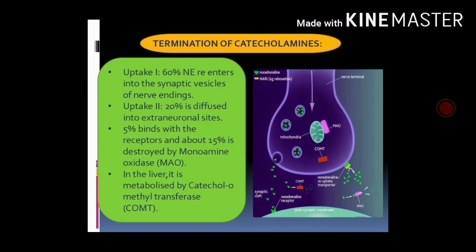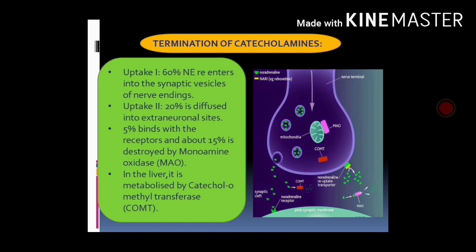And now we move on to the termination of the catecholamines. Unlike cholinergic junctions, there is no synaptically located enzyme that degrades the catecholamines. Instead, reuptake is the main mechanism of termination or inactivation. The reuptake takes place as follows.